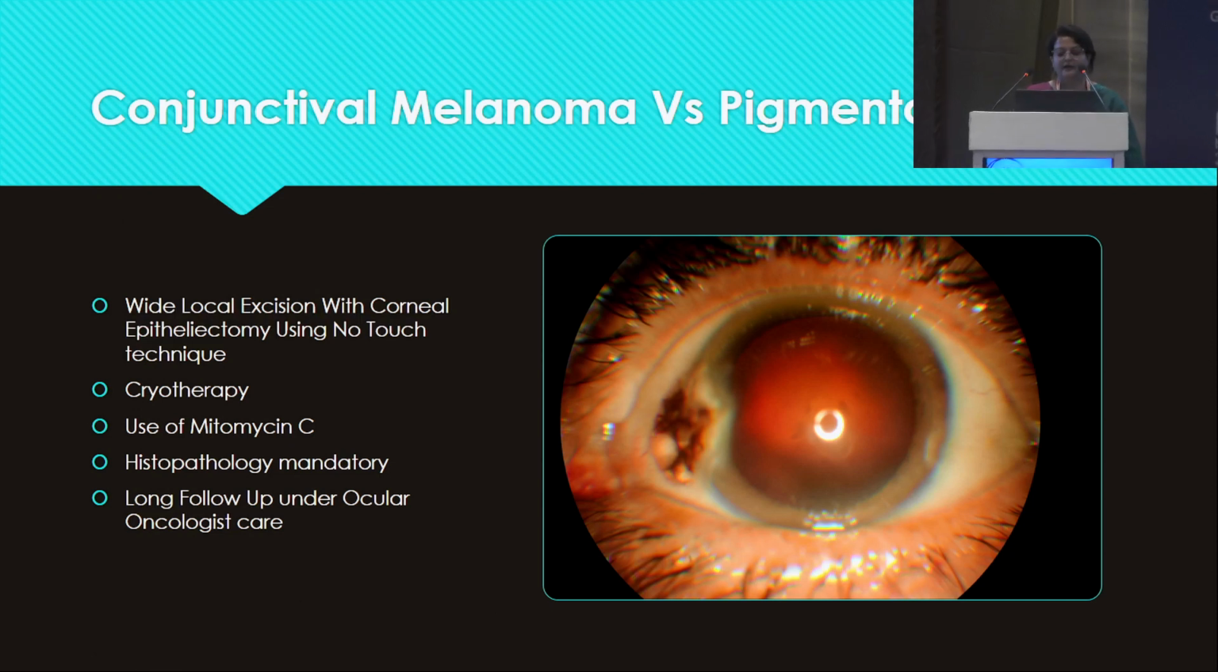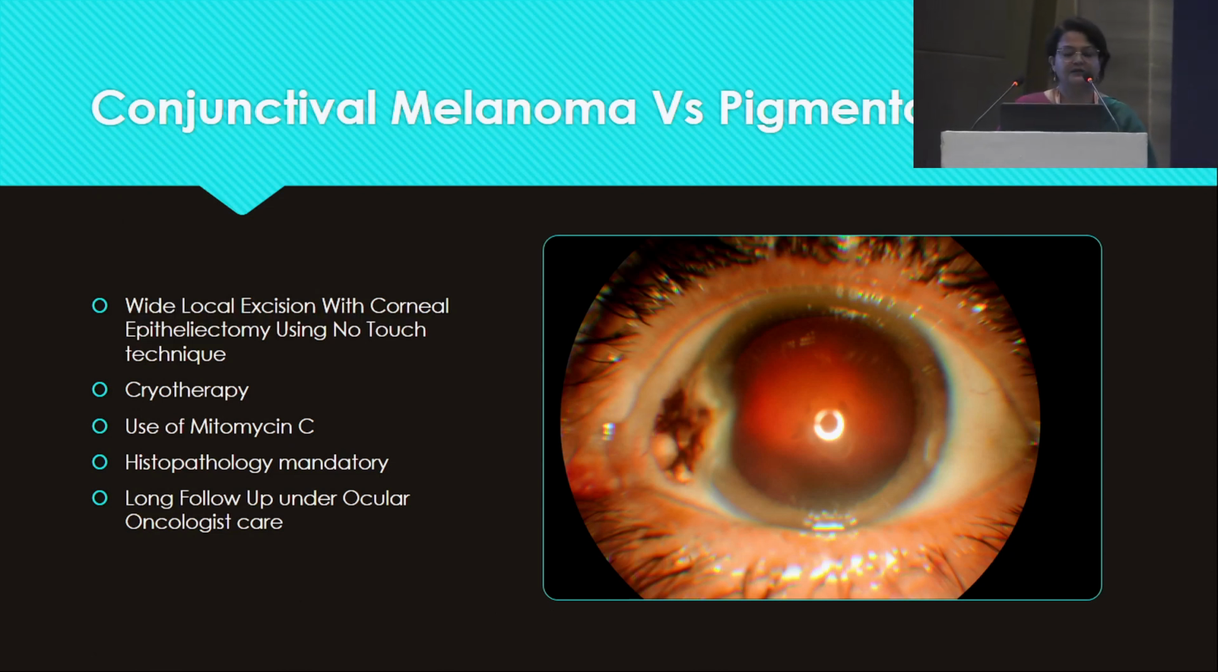So here, the differentiating factors are: there is irregular surface of the pterygium, irregular pigmentation, significant stromal invasion, and typical parts of the pterygium are not identifiable, like a head, neck and body. Surgery is best done by a corneal surgeon who is experienced in this. Wide local excision with corneal epitheliectomy needs to be done by a no-touch technique. Cryotherapy and antimitotic agents may have to be used. Histopathology is mandatory, and long-term follow-up care is also mandatory with an ocular oncologist.